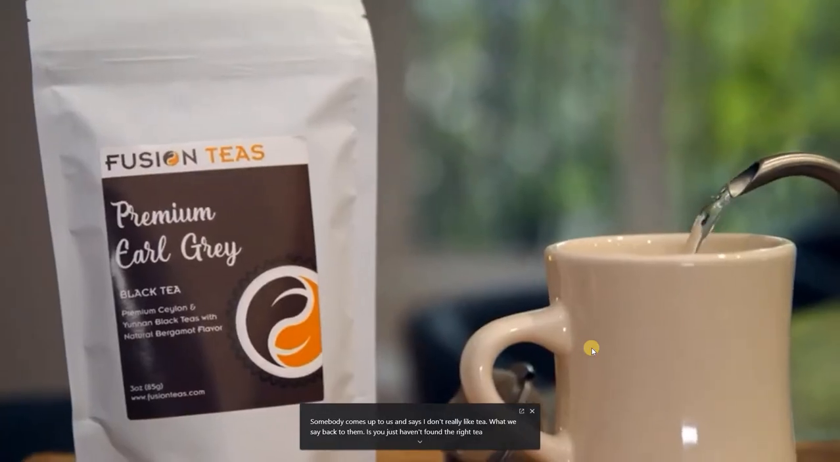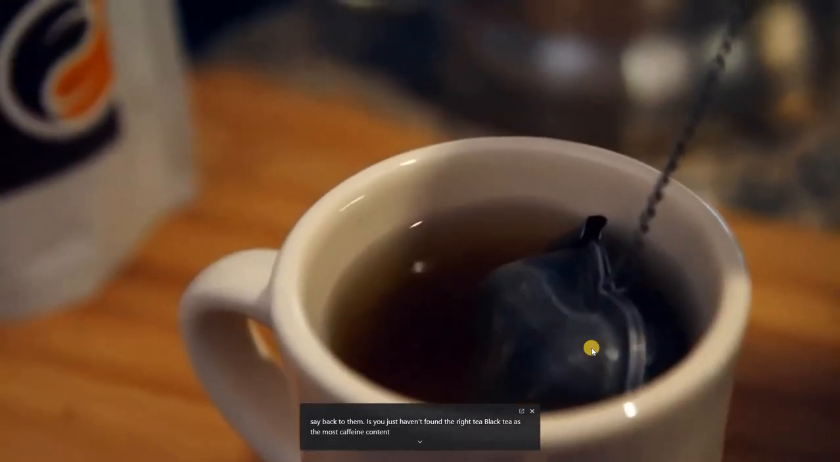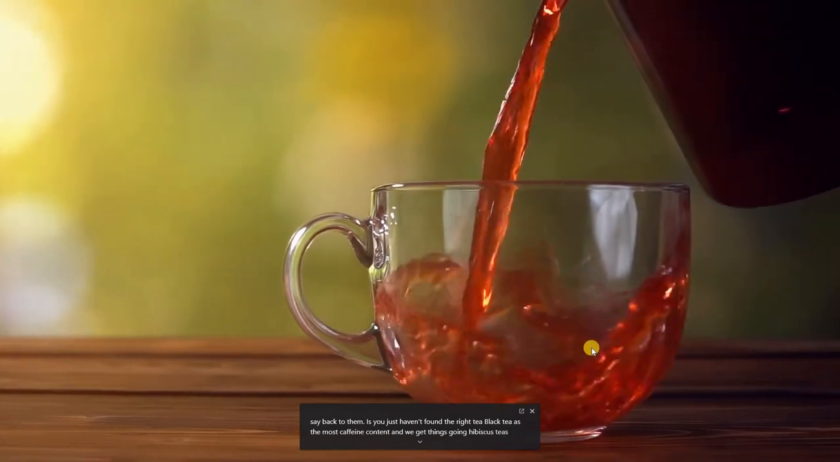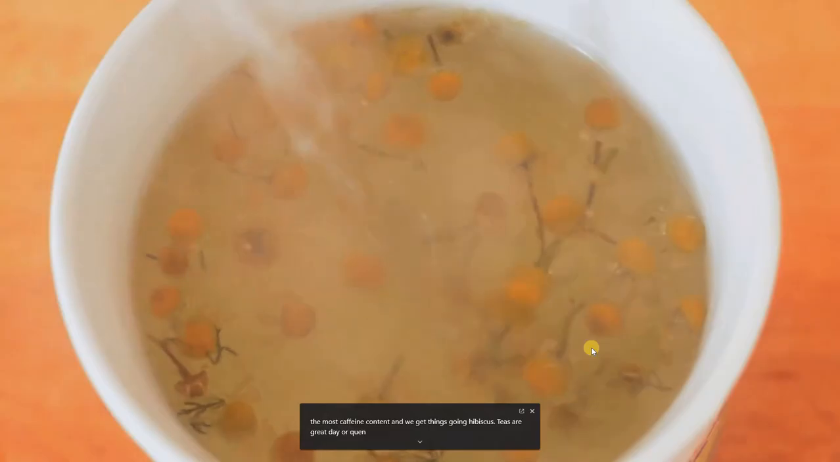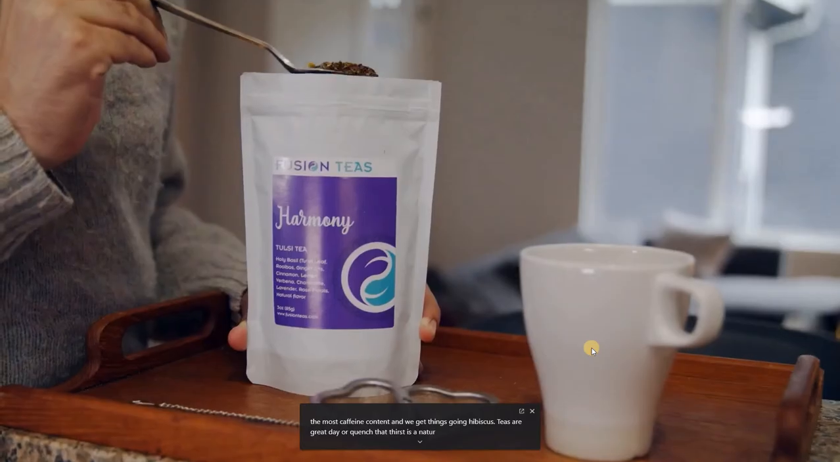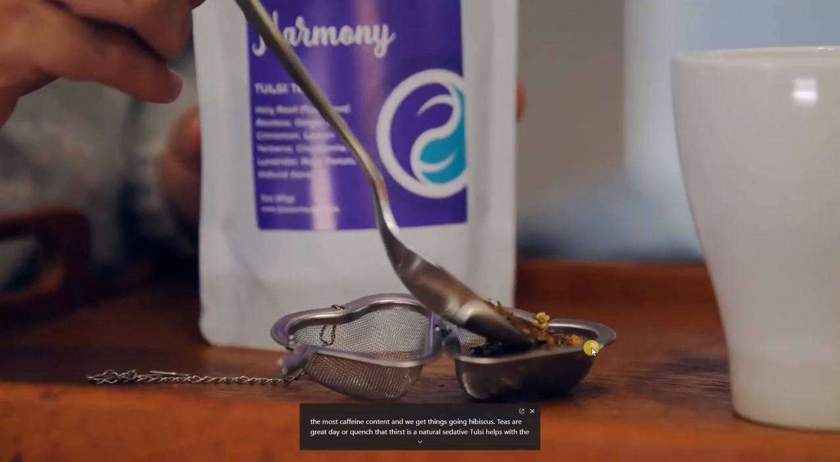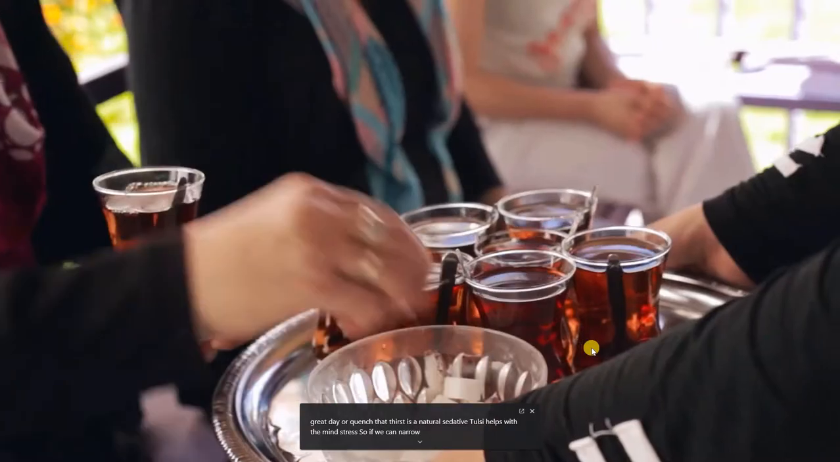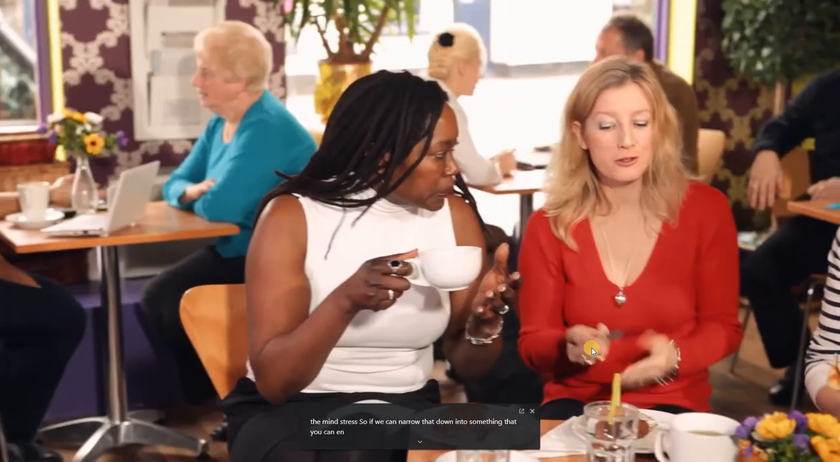If somebody comes up to us and says, I don't really like tea, what we say back to them is, you just haven't found the right tea. Black tea has the most caffeine content and gets things going. Hibiscus teas are great. They quench that thirst. Chamomile is a natural sedative. Tulsi helps with the mind and stress. So if we can narrow that down into something that you can enjoy on a daily basis, that's what we're here for.